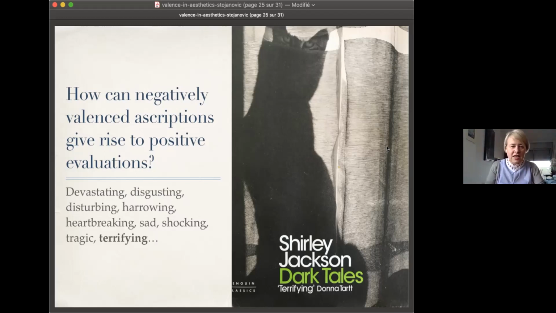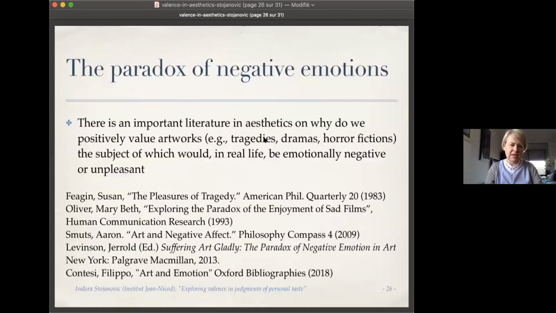So adjectives of this sort, like terrifying, there are lots of those. Here are some that are listed: devastating, disgusting, disturbing, harrowing, heartbreaking, sad, shocking, tragic, and so on. I'm sure that you can think of many other examples. And the interesting thing is that they are all very negative, but can give rise to positive aesthetic statements.